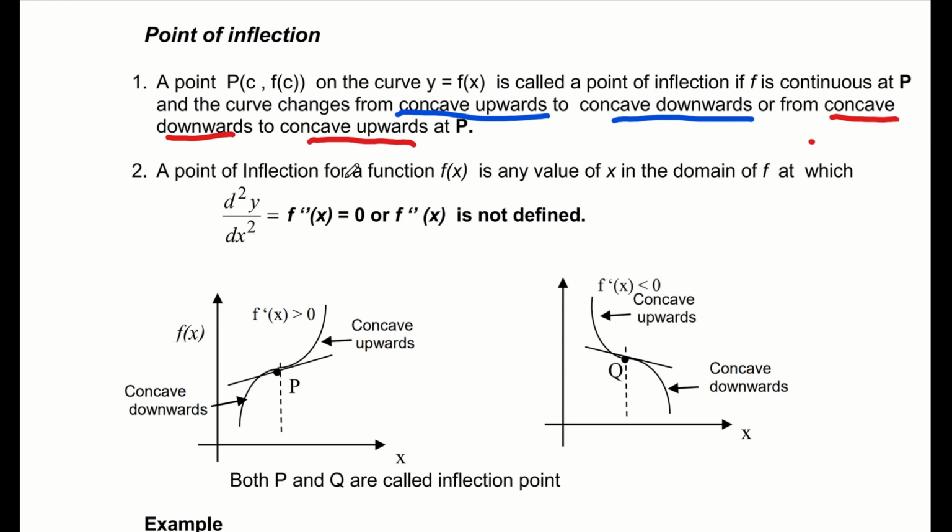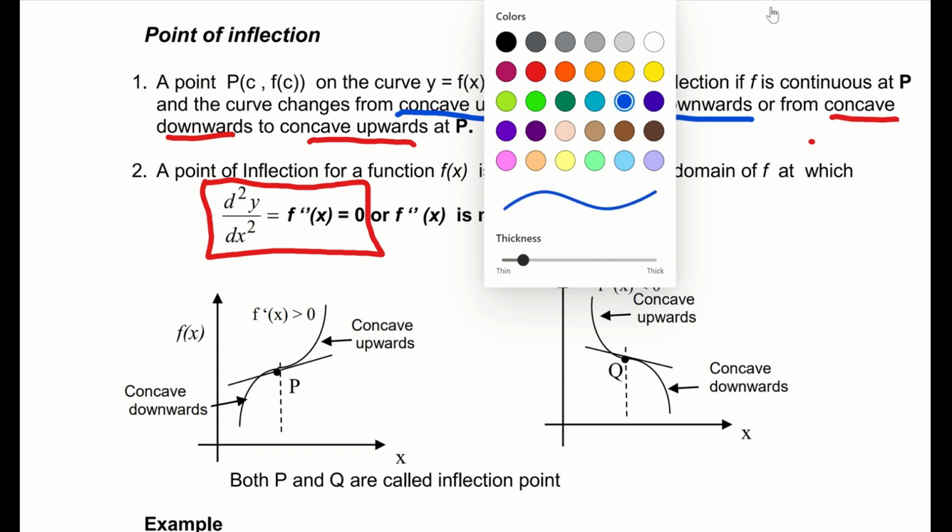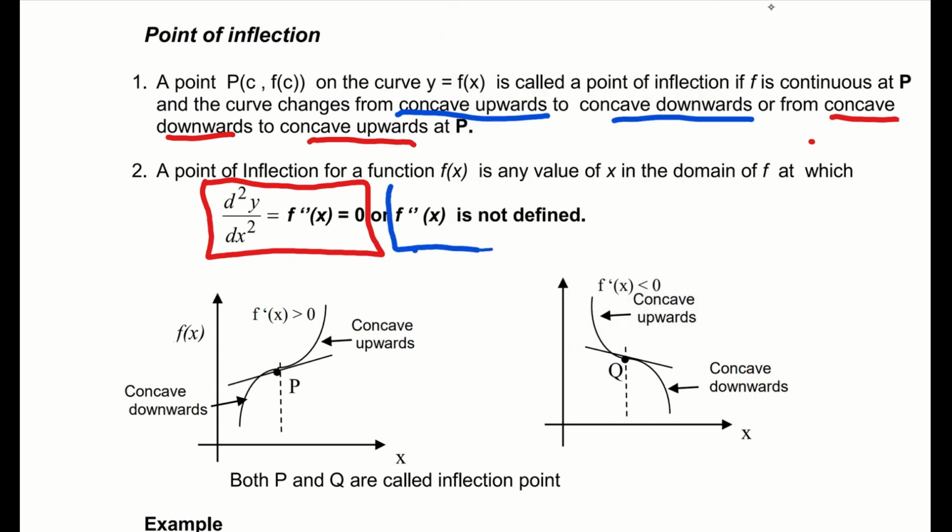Number 2. The point of inflection for the function f is any value of x in the domain of f at which d squared y over dx squared, or f double prime, equals 0, or f double prime is not defined. So the first case is f double prime equals 0, and the second case is f double prime is not defined. When f double prime equals 0 or is not defined, we may get the point of inflection.